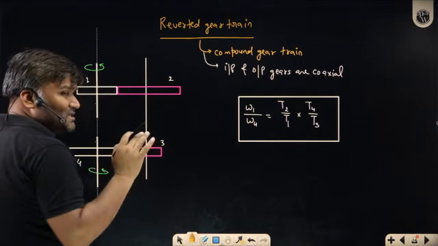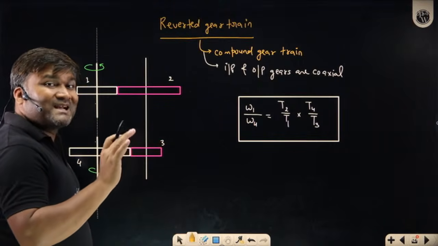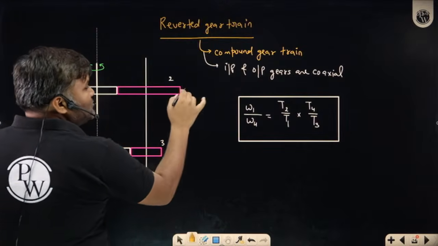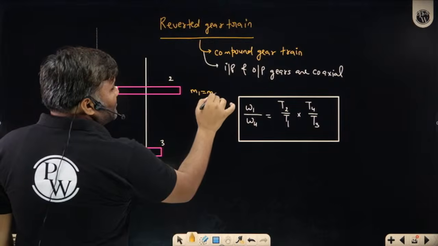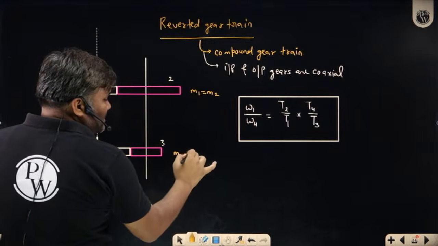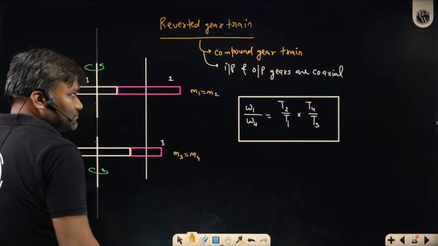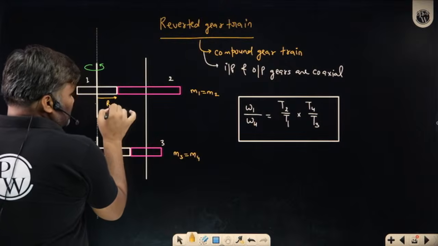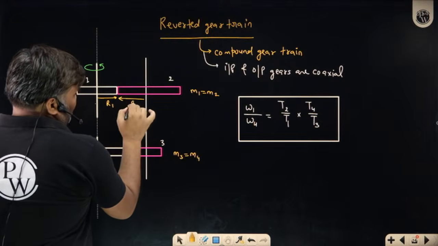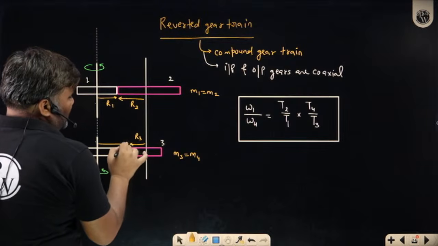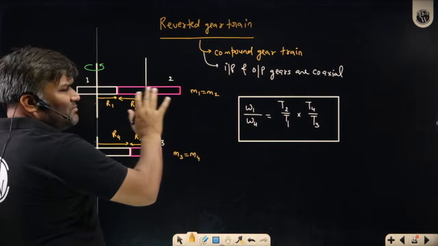So missing teeth we can find out with the help of some radius relation. How? Imagine this gear 1 and 2 they are meshing, so obviously M1 M2 must be same. Module must be same. 3 is meshing with 4, so M3 must be same as M4. And can you see, whatever is the radius of gear 1, radius of gear 2, pitch circle radius, R3 radius, and this is R4 radius.